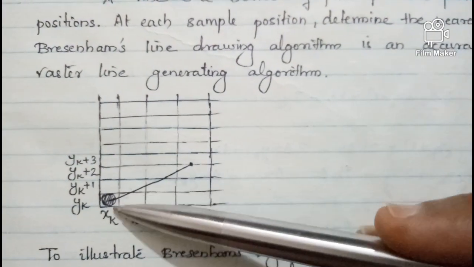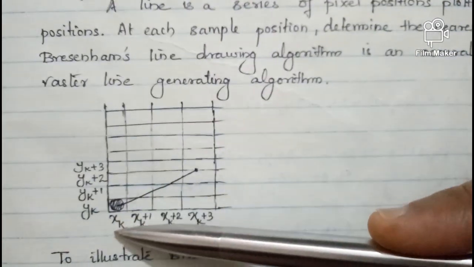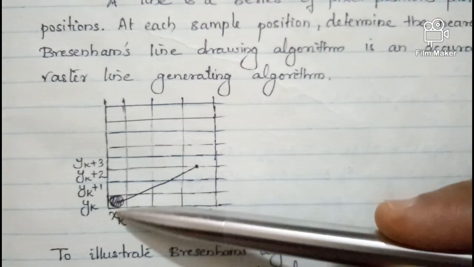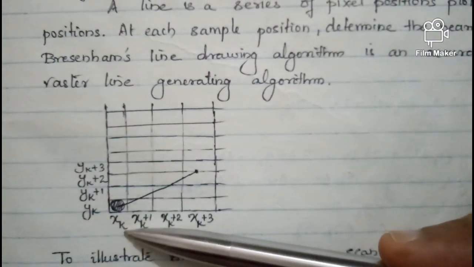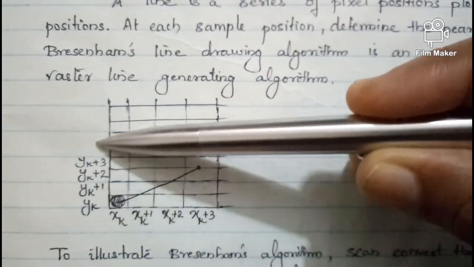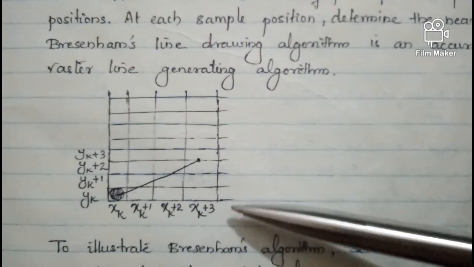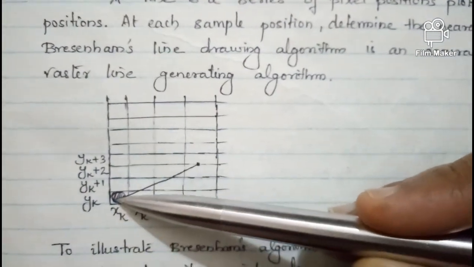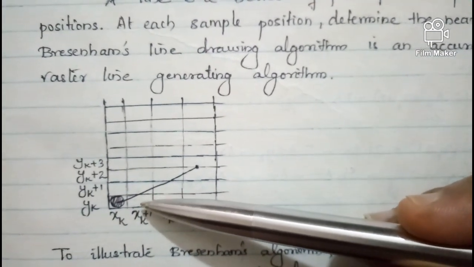Suppose we are trying to draw a line on the screen and the first pixel is plotted at this position. The name of this pixel is xk, yk. Here x increments in this fashion and y increments in this fashion. Y corresponds to the row numbers and x corresponds to the column numbers. So there is no doubt that the first pixel is plotted at this position. But what about the next pixel?